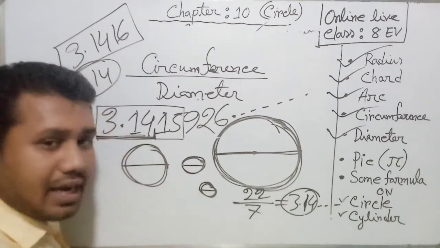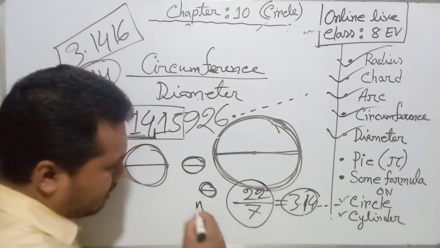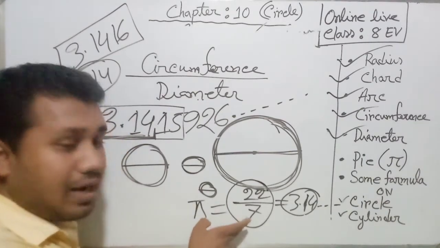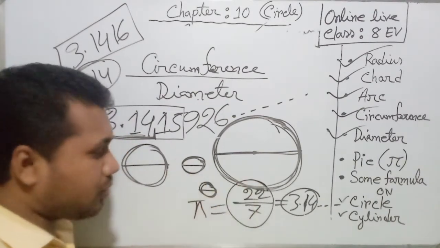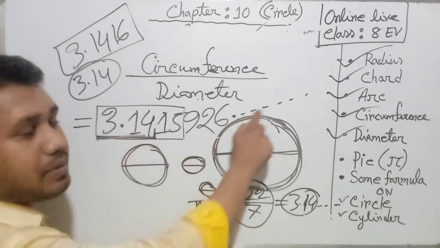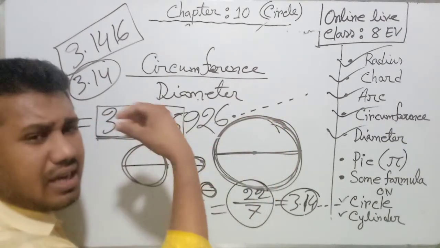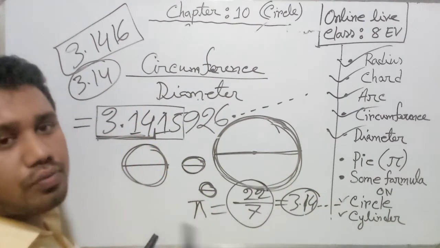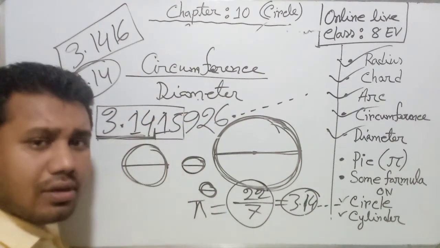So this is another value of pi. So pi equals 22 by 7. This is also right, but not 100% correct. We can say 99% correct. And this is 100% correct. After the decimal there are infinite digits, and we can take 3.1416 or 3.14.